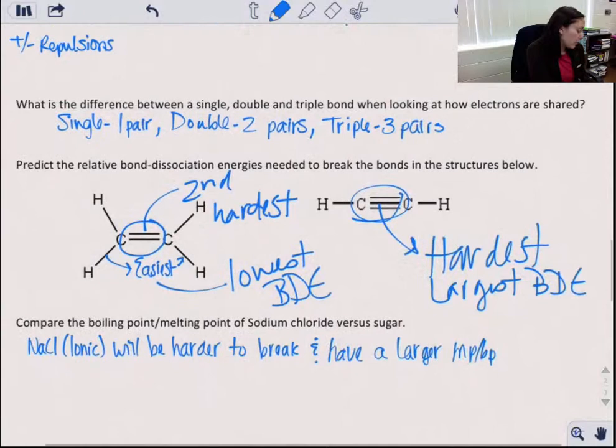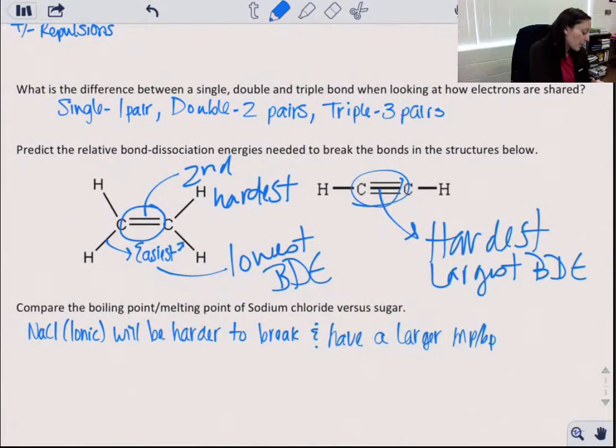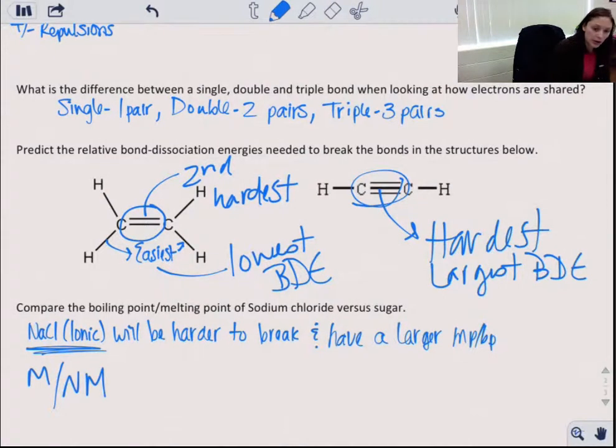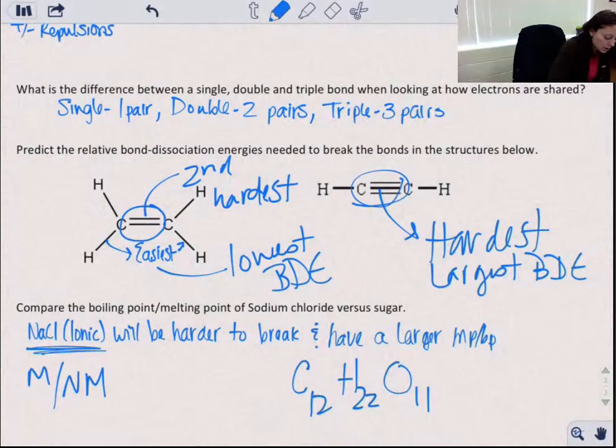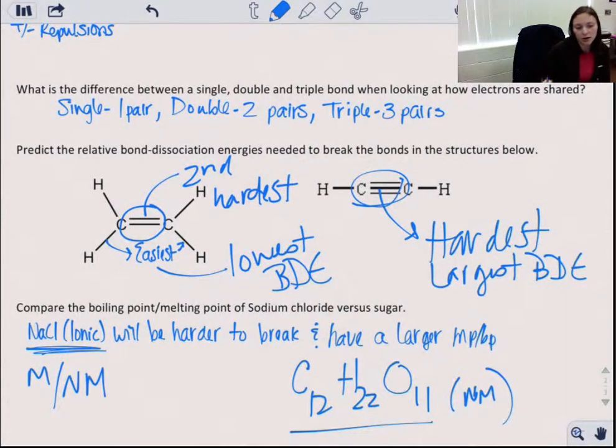All right, then if we compare the boiling point and the melting point of sodium chloride versus sugar, this is where you've got to be able to tell which one is which kind of bond. NaCl is an ionic bond because we have a metal and a non-metal. Okay, you've got Na, you've got Cl. It's harder to break and has a larger melting point and boiling point than sugar. One type of sugar is C12H22O11, which is just carbon, hydrogen, and oxygen. So I have a bunch of non-metals here. So those are a lot easier to break than an ionic bond.